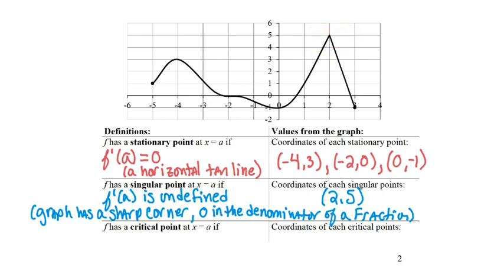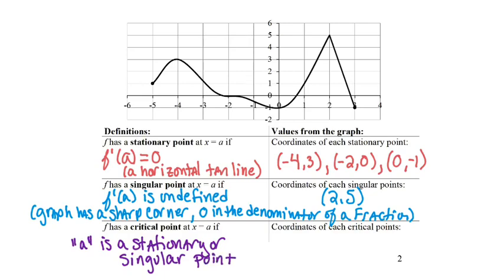Now, the next thing that we're asked is to find critical points at a. The definition of a critical point is if that point value a is a stationary or a singular point. So when I'm asked the coordinates of the critical points, basically what I need to do is take these answers, because these are all of the stationary and singular points for this problem.